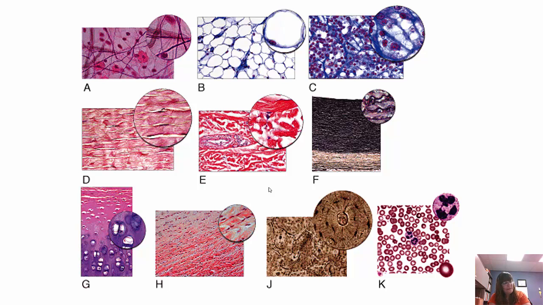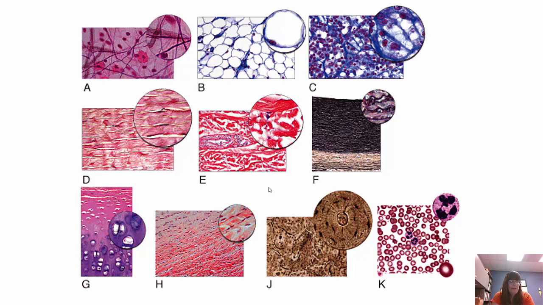D is dense regular. You can look at it and it's nice and wavy. E is dense irregular. As I said, it kind of looks like a steak or something. Somebody said it reminds them of bacon. F is kind of a tricky one. F is actually elastic tissue. If you look at the little circle highlighted, you can see the dark elastic fibers that are in there.